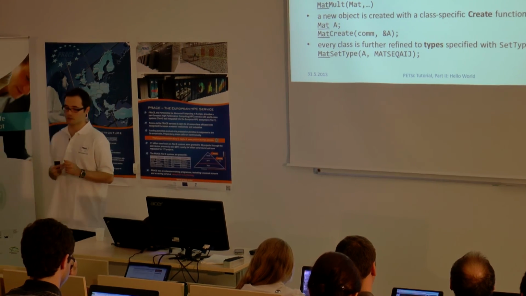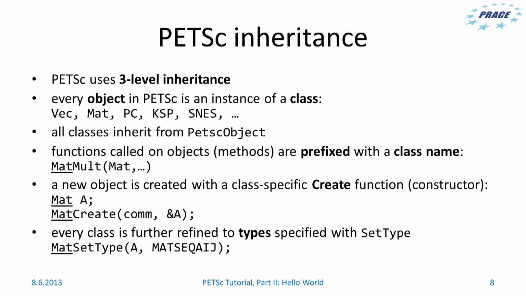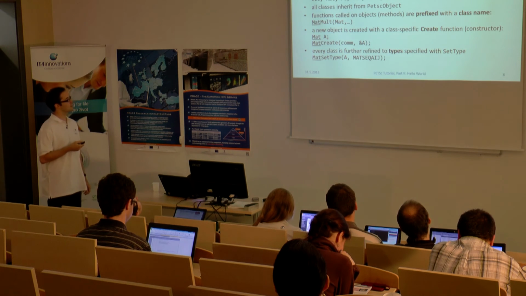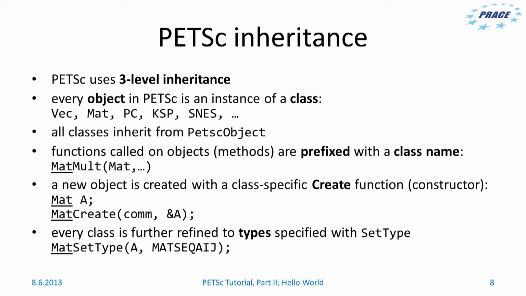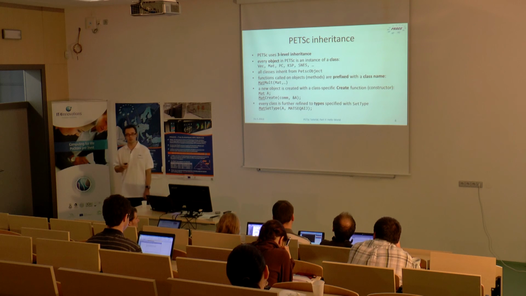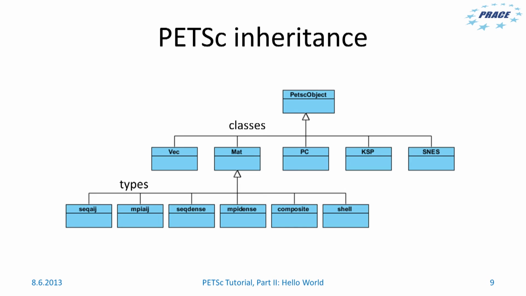We will finish with discussing PETSc inheritance. PETSc uses only limited inheritance, which consists of 3 levels. Every object in PETSc is an instance of a class like Vec, Mat, PC, KSP, and so on. And all these classes inherit from PetscObject. Functions called on objects, which we sometimes call methods, are prefixed with a class name. A new object is created with a class-specific create function or constructor, MatCreate. Every class is further refined to types, specified by this SetType function. Here we can see it graphically. You have PetscObject, the parent class, then all these classes, and every class can be refined to types.